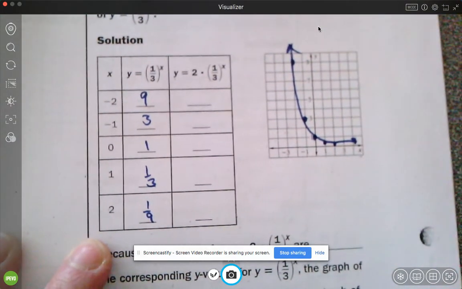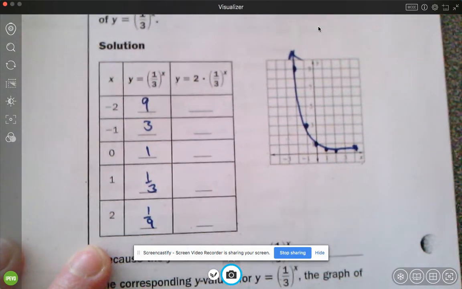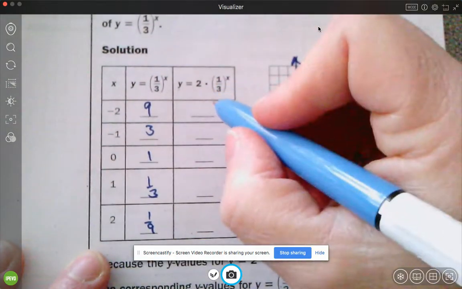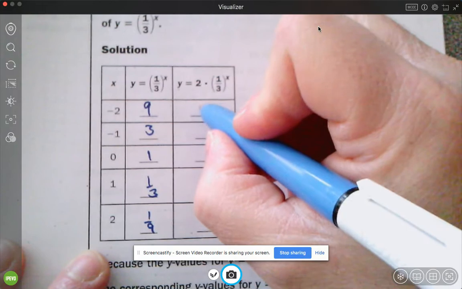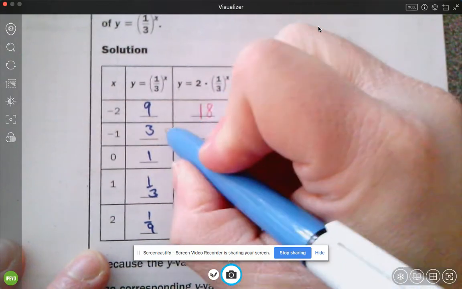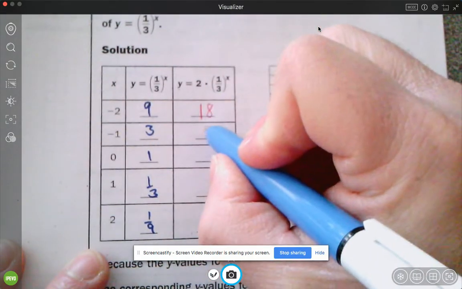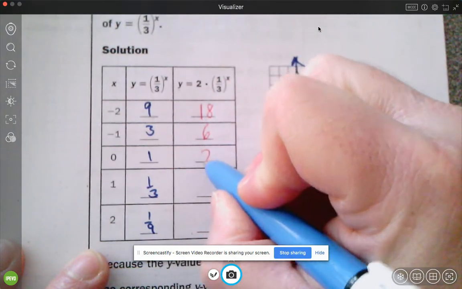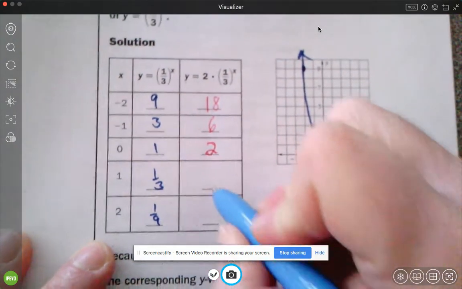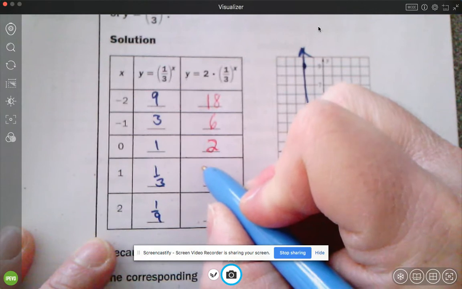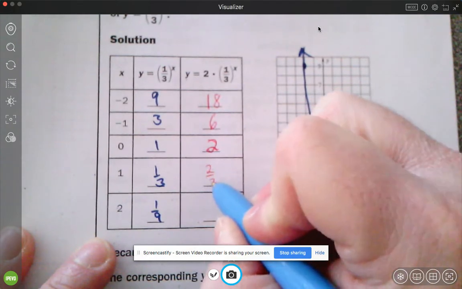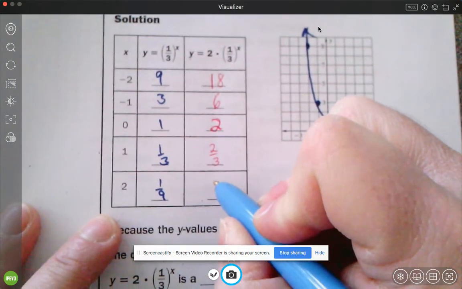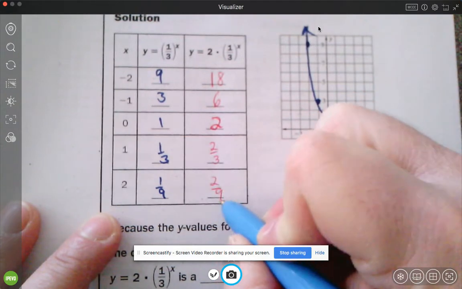All right, so now I'm going to change colors, and now we're just going to basically multiply all our values by 2. This will be 18. Then this would be 2 times 3, which is 6. This will be our new y-intercept at 2. And then we have times 2 here. This will be 2/3. And then times 2, this will be 2/9.